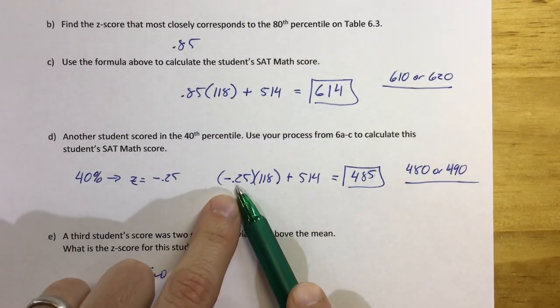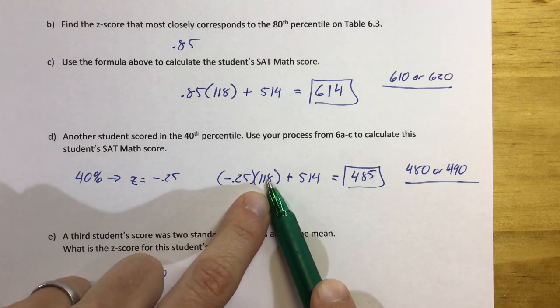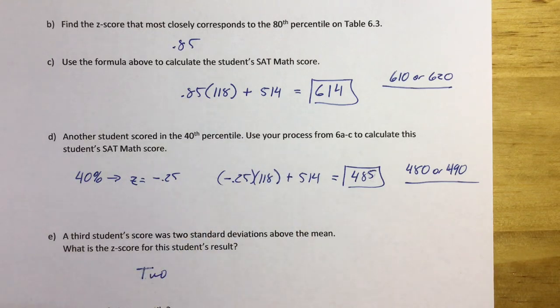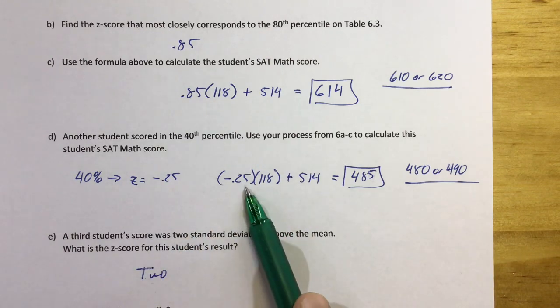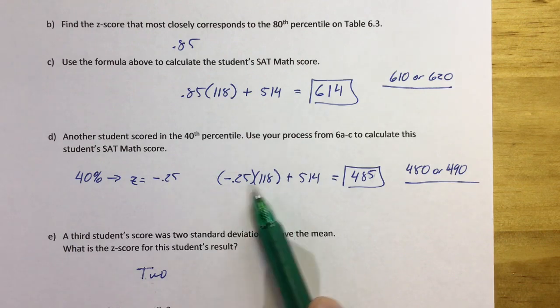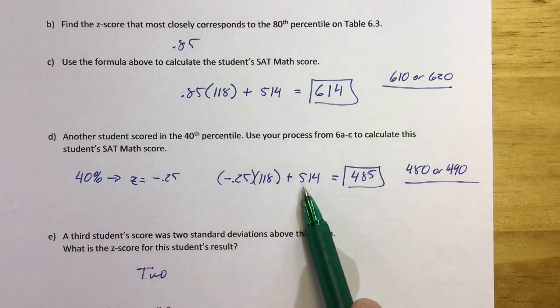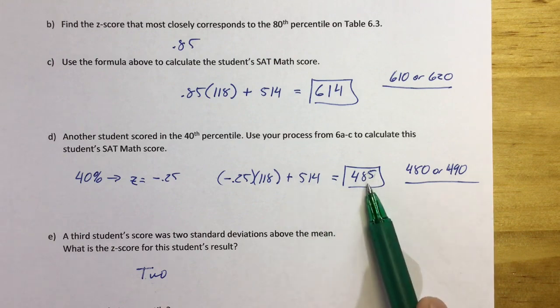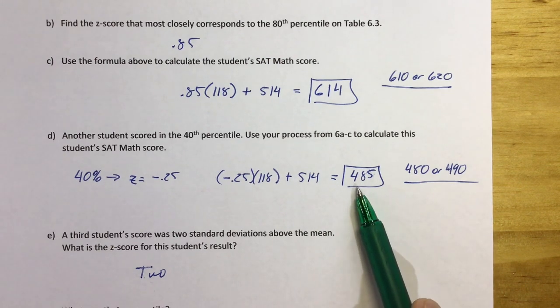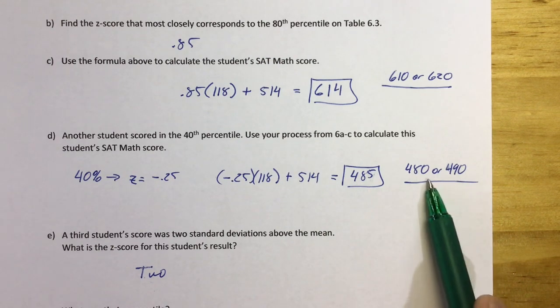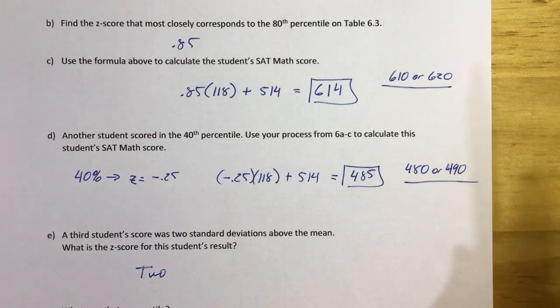Okay, and then when you multiply the negative 0.25 by the 118, you're going to get a negative number. 0.25 is actually like a fourth, so it's a fourth of that, but it's going to be in the negative direction. So when you add it to the 514, you actually end up with a smaller number, which is going to be 485. And again, I wrote it over here as 480 or 490 because they don't score things that look like that.